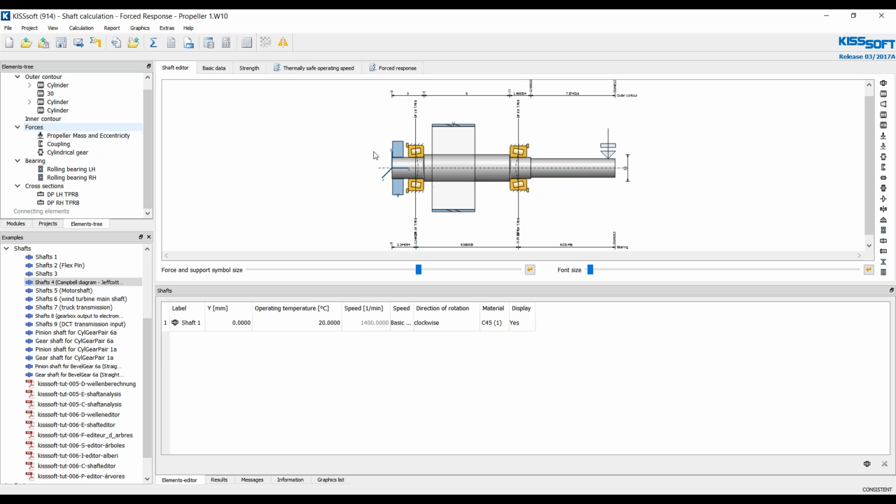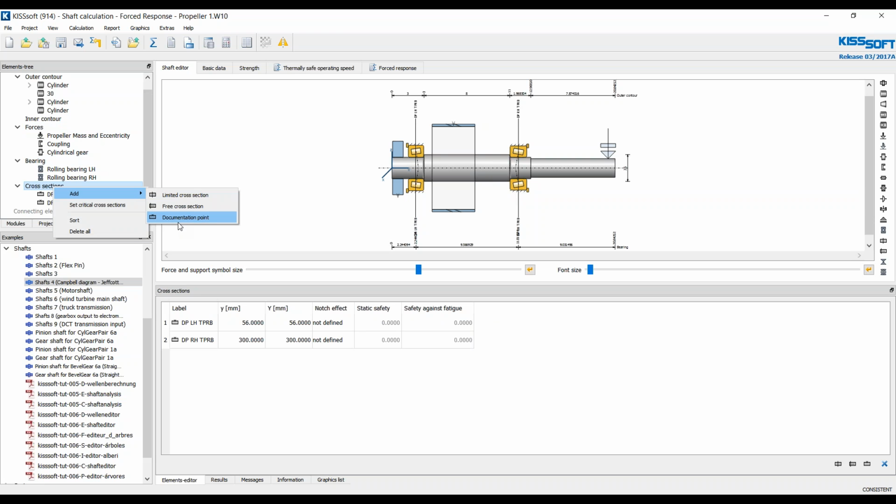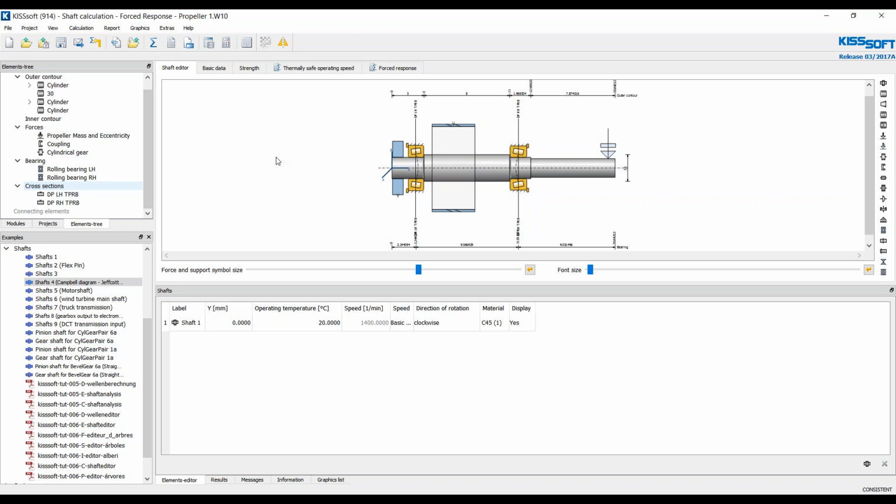What we want to look at is what that unbalanced force causes for forces back here on my bearing positions. That's why I put my documentation points on my bearings, because I'm interested to see what they're going to see under high load.